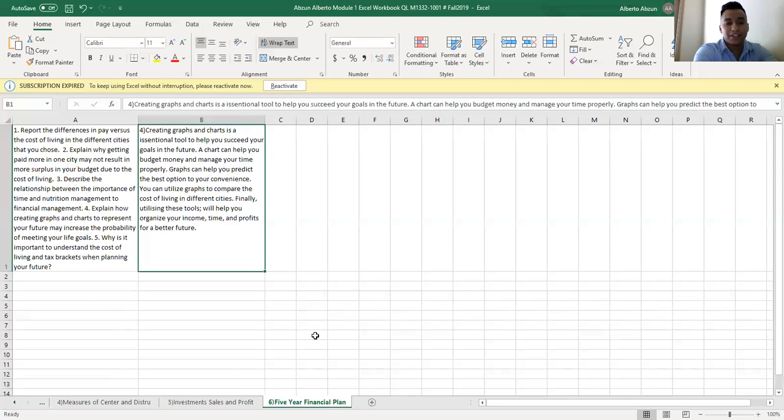Creating graphs and charts is an essential tool to help you succeed in your goals in the future. A chart can help you budget money and manage your time properly. Graphs can help you predict the best option for your convenience. You can utilize graphs to compare the cost of living in different cities. Finally, utilizing these tools will help you organize your income, time, and profits for a better future.